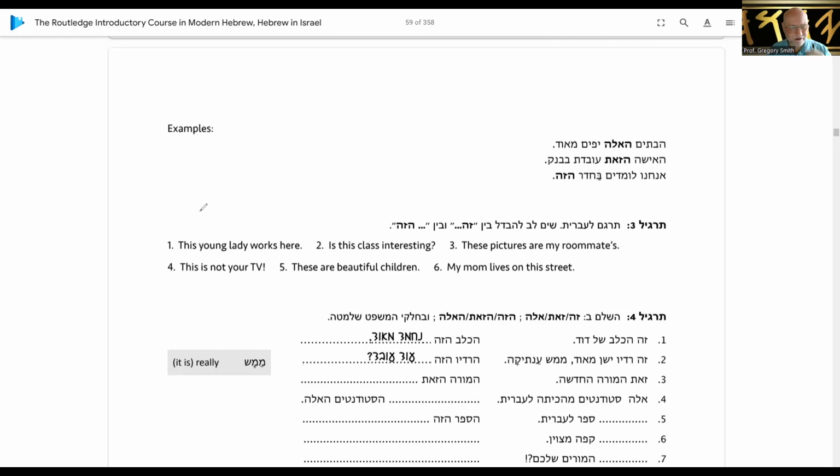Okay, let's see here. This young lady works here. Yeah, that's right. The word for young lady is... I don't know about this translation. הגברת הצעירה הזו עובדת כאן. It's not using that.